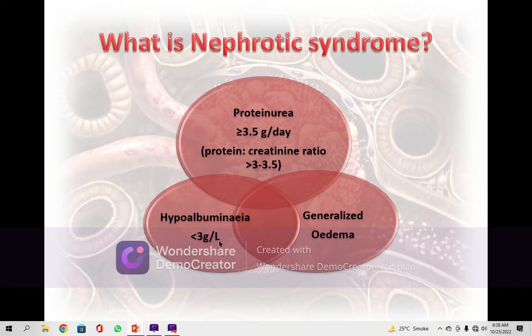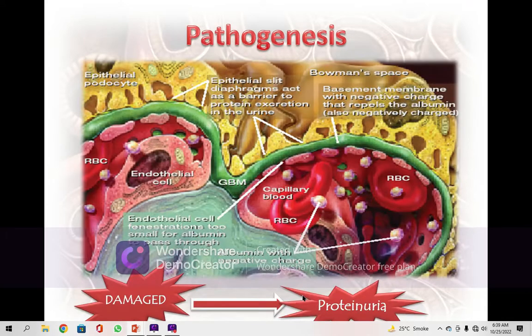Lipiduria and hyperlipidemia or dyslipidemia will also be there. Lipids are also excreted in the urine, and high triglyceride levels and high LDL levels will be found in this condition. Although these are not necessary essentials of the diagnosis.